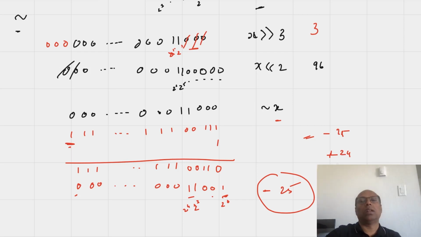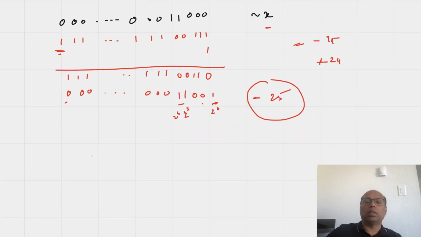Got it? Okay. So just let me check with you. If my X is right now 75, inversion of X will become minus 76. If my X is minus 76, inversion of X will become 75. Okay.